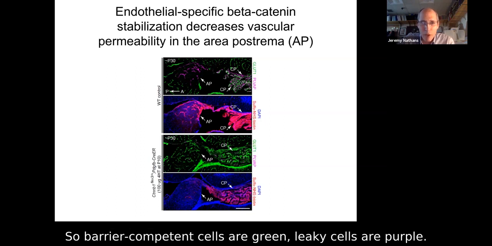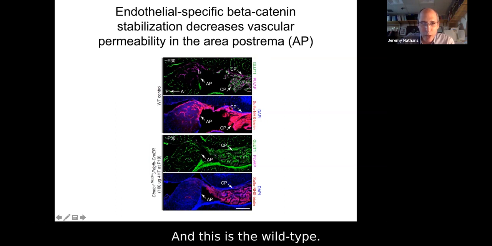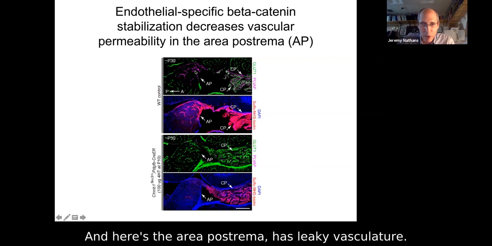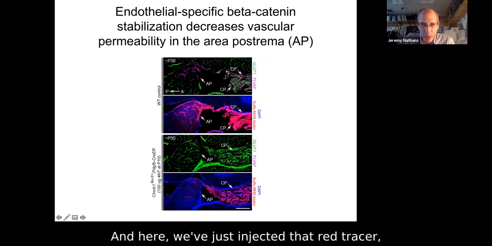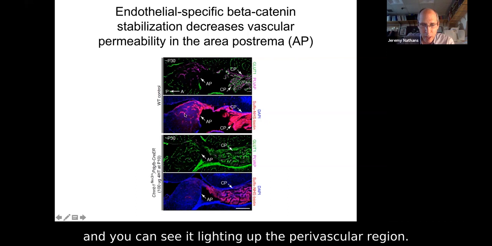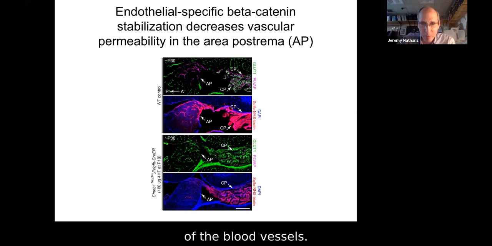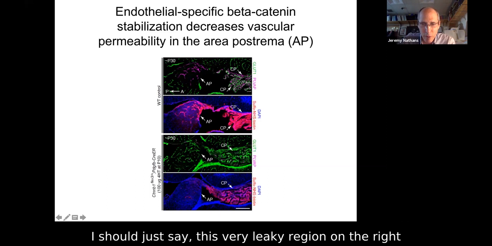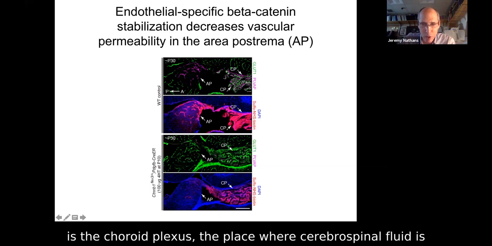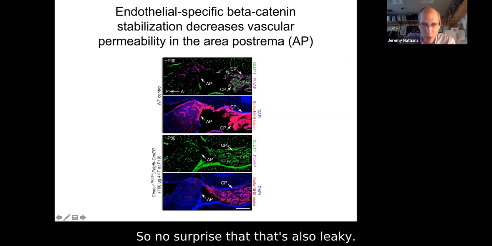So barrier-competent cells are green, leaky cells are purple, and this is the wild type, and here's the area postrema, which has leaky vasculature. And here we've just injected that red tracer, and you can see it lighting up the perivascular region. It's leaked into the immediate surroundings of the blood vessels. I should just say this very leaky region on the right is the choroid plexus, the place where cerebrospinal fluid is produced. So no surprise that that's also leaky.